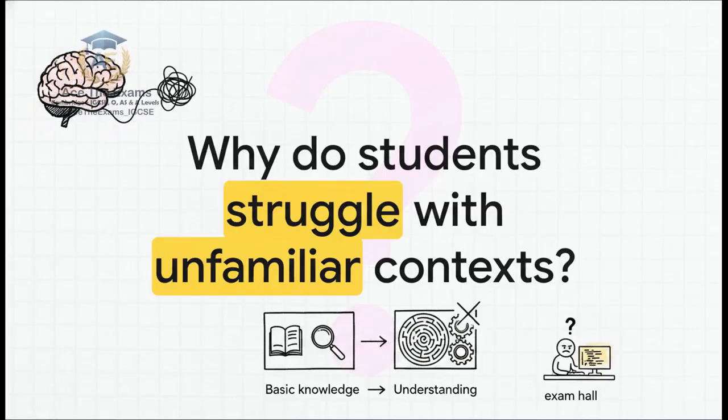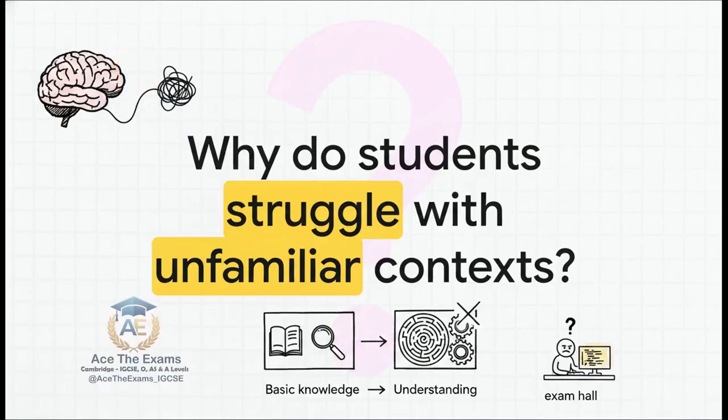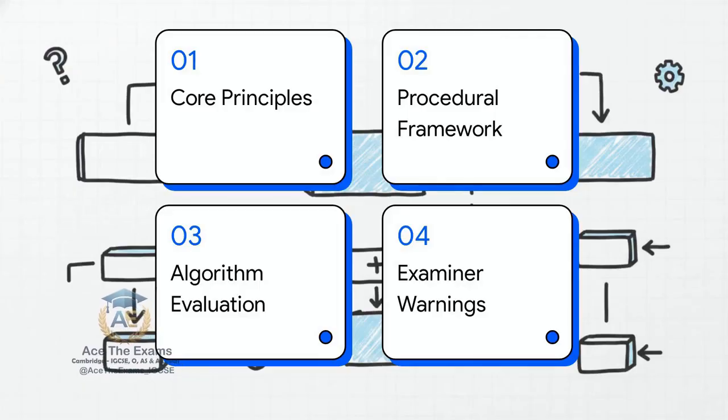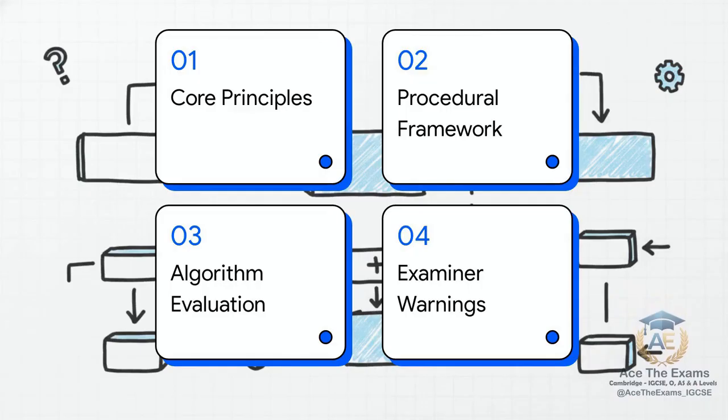The source material tells us that the disconnect isn't usually a lack of basic knowledge. It's a lack of transferable conceptual understanding. They know the what, but under pressure, they completely lose the how and the why. To fix that, we need a strategy. Here is our roadmap for today. First, we'll hit the core principles and theory. Second, we'll break down the procedural framework. Third, we'll dive into algorithm evaluation. And finally, we'll look at the top examiner warnings so you don't fall into the same traps as Alex and Sam. Let's get to work.